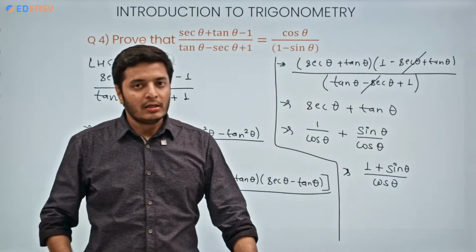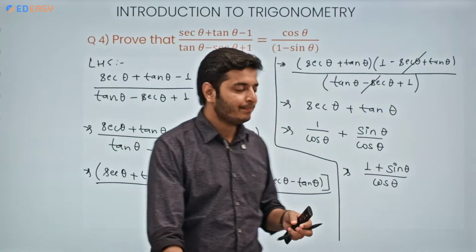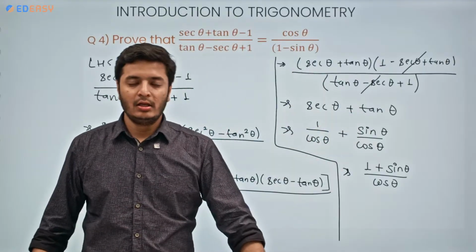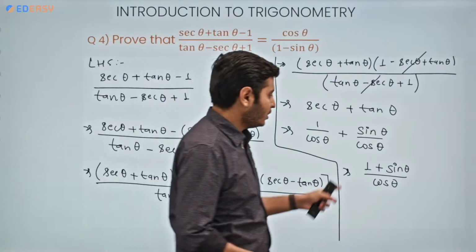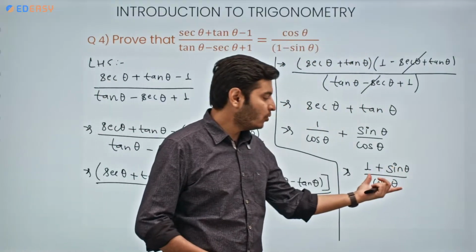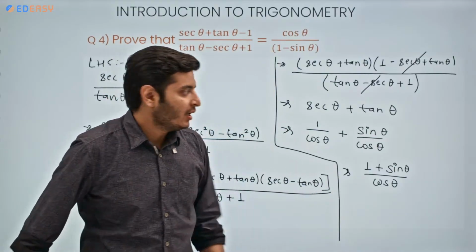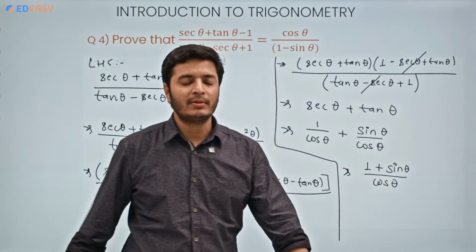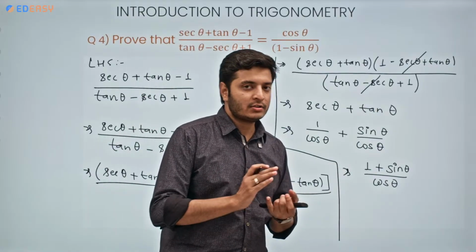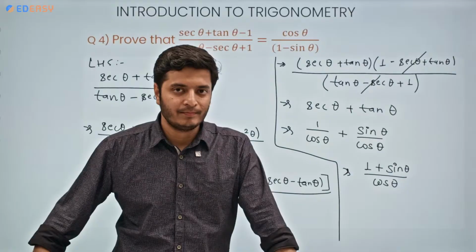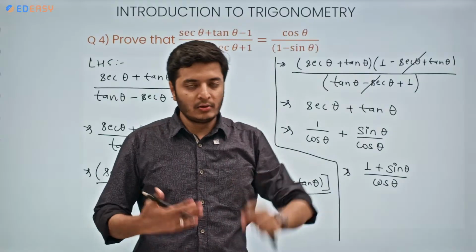See, if somehow I convert this 1 plus sine theta into cos theta and cos theta into 1 minus sine theta, then my problem is solved. But how to do this? I can do one thing. I can multiply the whole expression with 1 minus sine theta. Why would I do that? If I multiply the whole expression with 1 minus sine theta and divide by the same value also, then in the numerator I will get 1 square minus sine square theta. That is equal to cos square theta, correct?